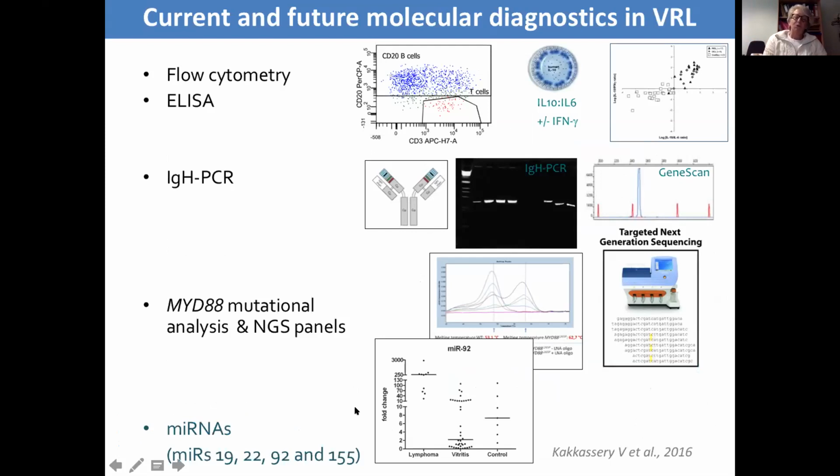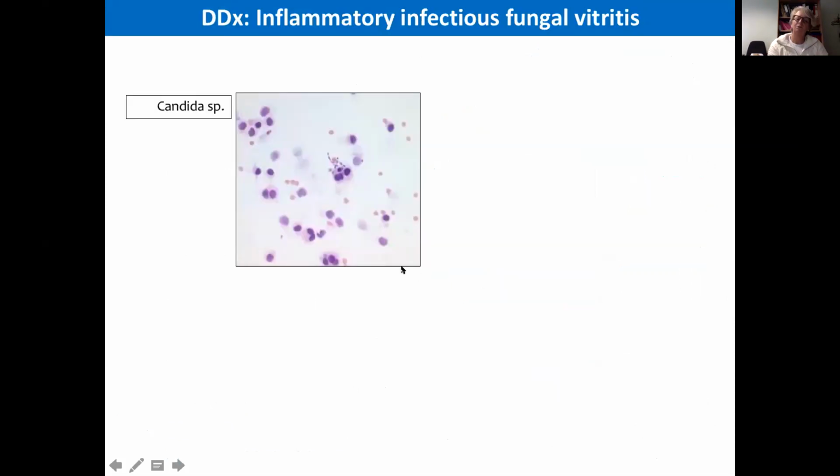Perhaps more on the research level, people have also been looking at microRNAs, and it was shown by Vinod Kakaseri and co-workers that if you have a constellation of these microRNAs within the supernatant, i.e. the non-cellular component of the vitrectomy samples, then you can distinguish chronic vitritis from vitreoretinal lymphoma when applying this panel.